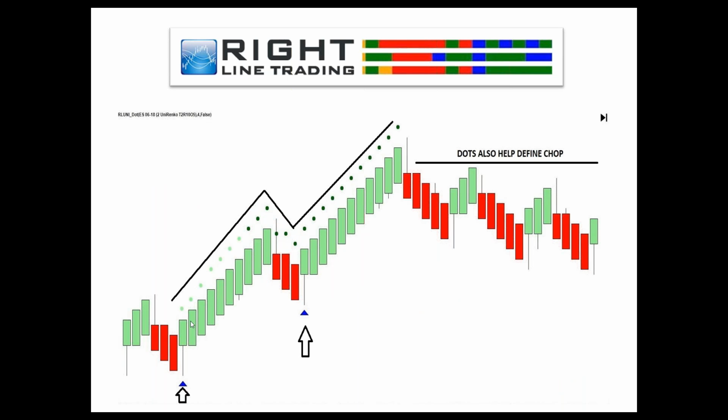Here's another example. Down candles on green dots. Oscillator entry here, got the dot, up. Oscillator entry, dot, up. Now you have more help on avoiding chop.